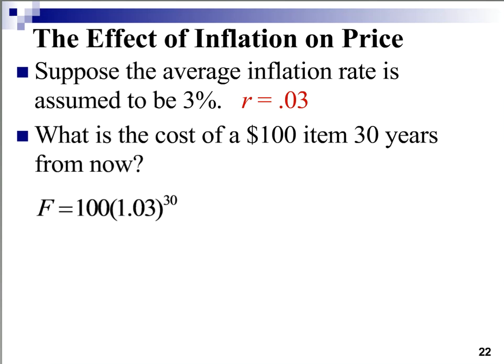We're still using the future value formula, so we have F on the left. The present value, in this case the present cost of the item, is $100, and then 1 plus i is 1 plus 0.03. We're raising that to the 30th power because we're letting inflation have its effect 30 times. When we do this calculation, we end up with 100 times 2.42726.